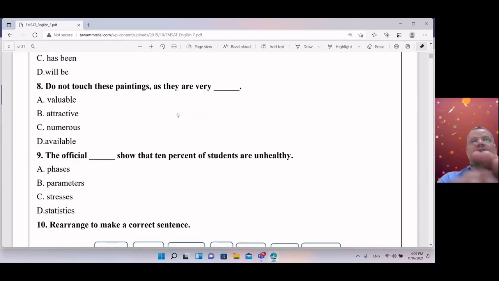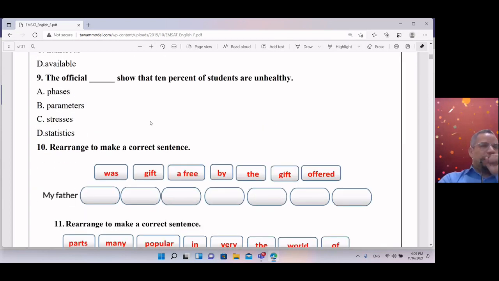Okay, number 8. Don't touch these paintings. They're very... Okay, don't touch anything means it's dangerous or it's important. If it's special or important, it means it's valuable. So the answer is valuable. Because it's valuable, don't touch these paintings. So the answer is A.